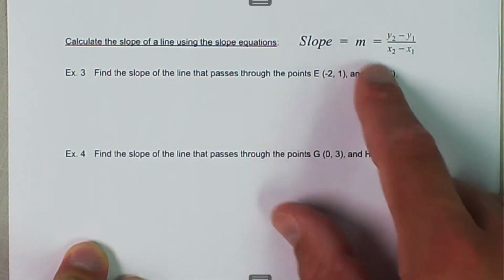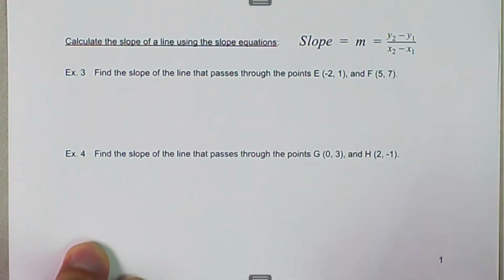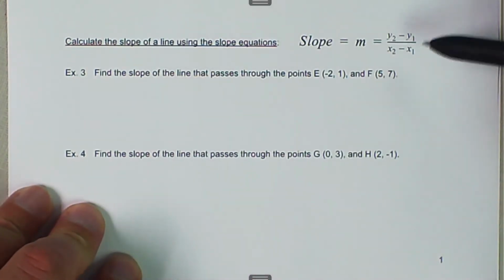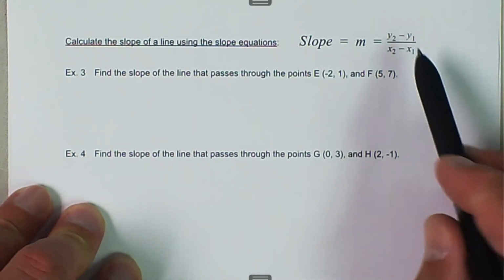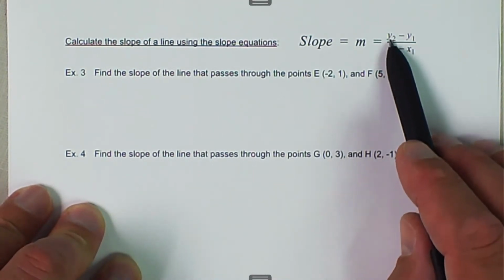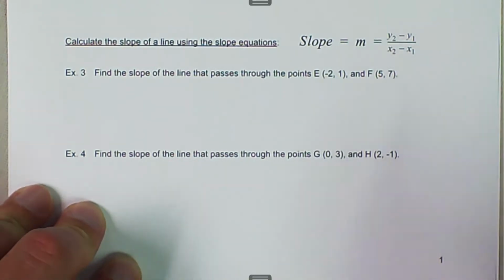And sometimes this can look pretty complicated, but we'll talk about some ways that we can simplify this a little bit. The big thing that we need to pay attention to is that y is in the numerator, x is in the denominator. We always have the negative sign in the middle, and the ordered pairs are always stacked vertically. So let's take a look at this.